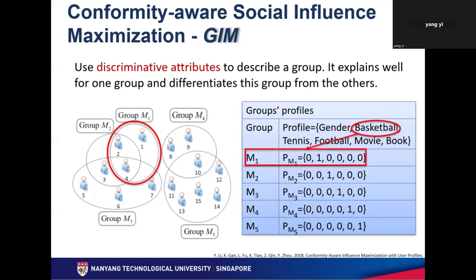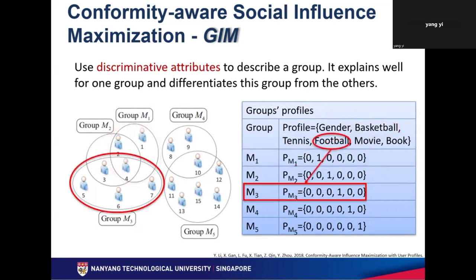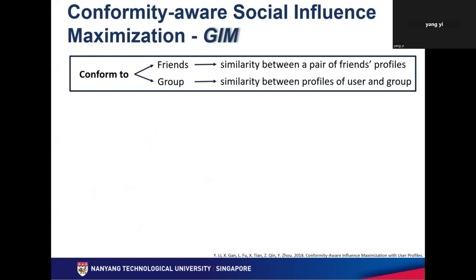Okay, we have a user attribute profile and also a group profile, right? Given a user profile and a group profile, as we have already represented each user and each group as a vector, we can easily calculate the similarity between pairwise users and also between pairs of user and group. So given that, we can use the similarity to evaluate the conformity for a user to conform to some friends, for a user to conform to some group. Each can be evaluated using the similarity between the corresponding profiles.